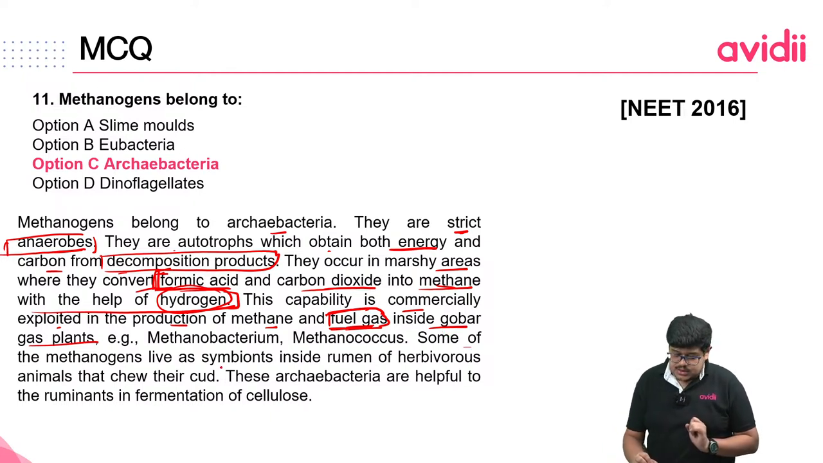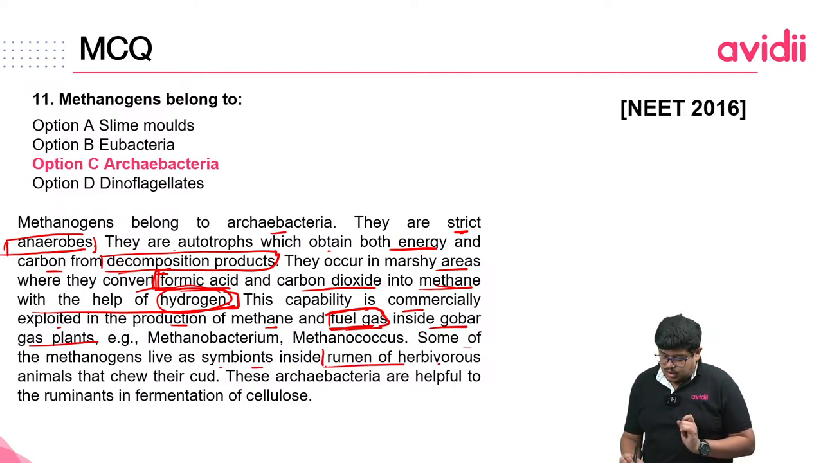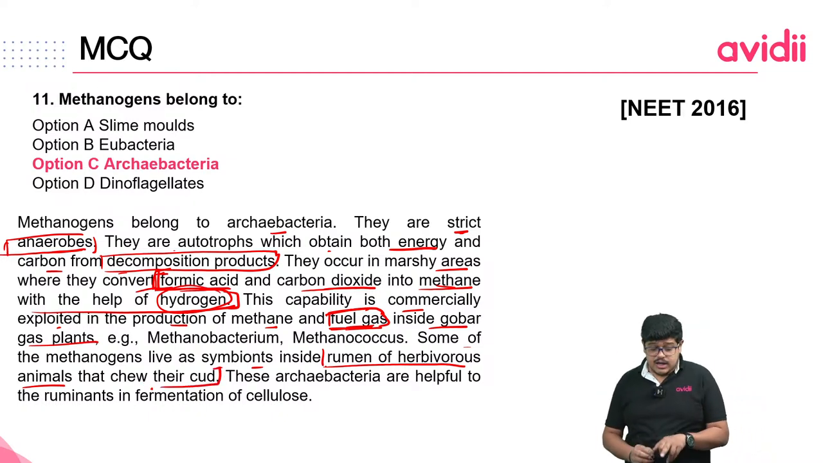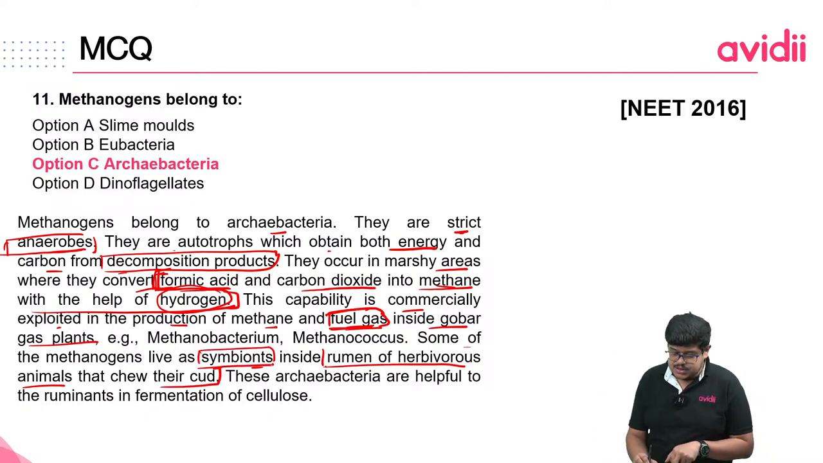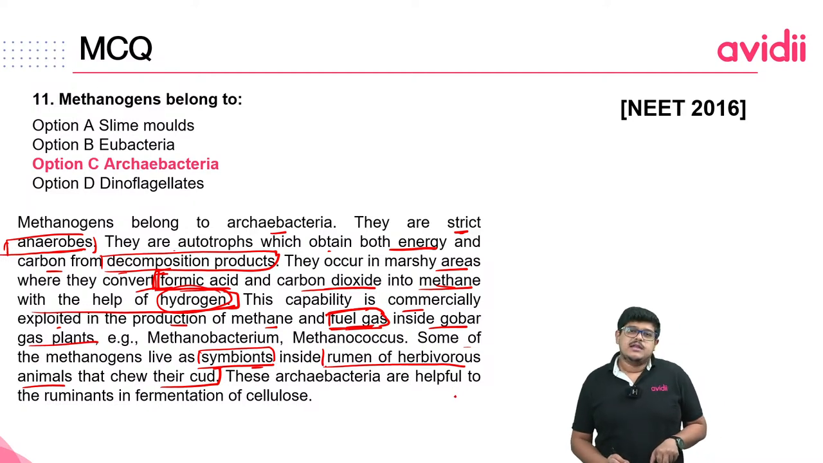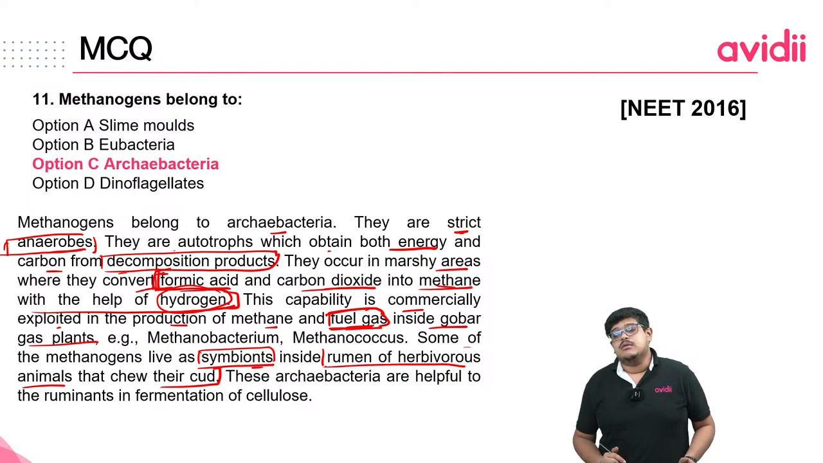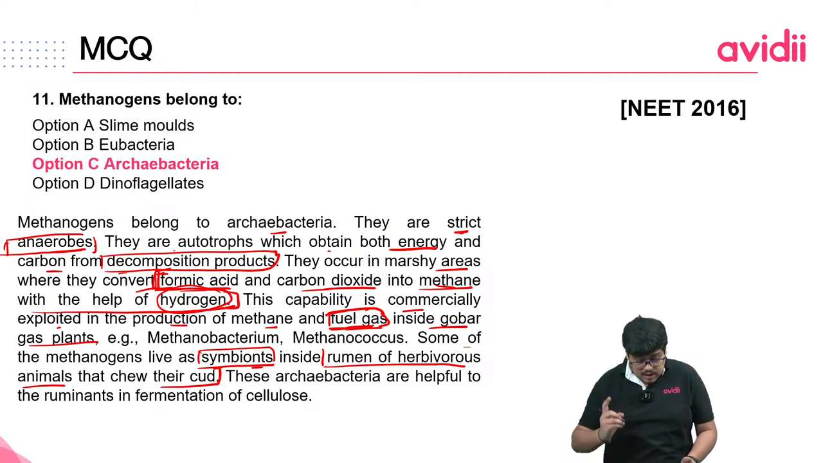Some of the methanogens live as symbionts inside the rumen of herbivorous animals that chew their cud. Very important, they are maintaining a symbiotic relationship, that is mutualism. They are producing the methane, they are having the food, and ultimately the shelter is also provided to them by the ruminants.